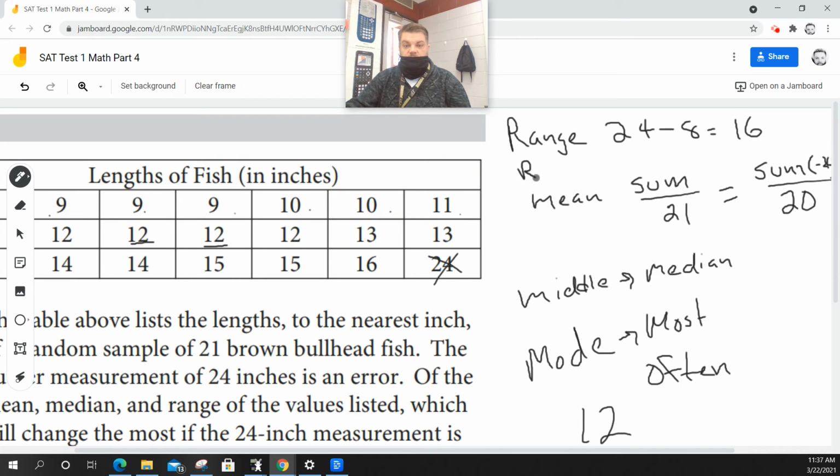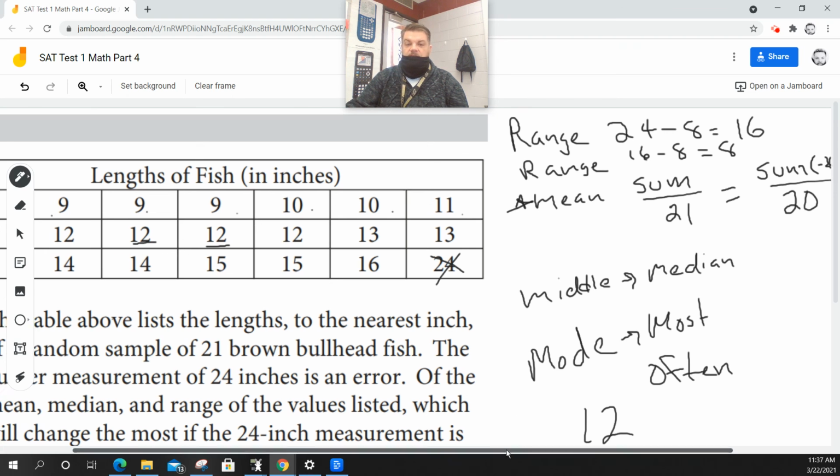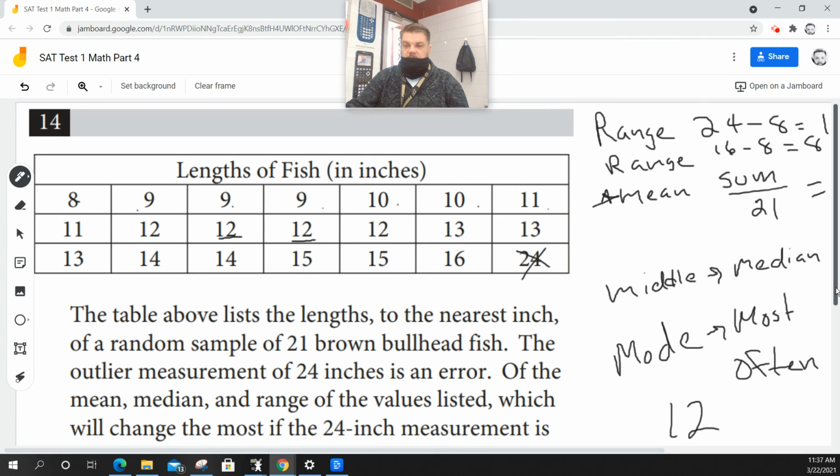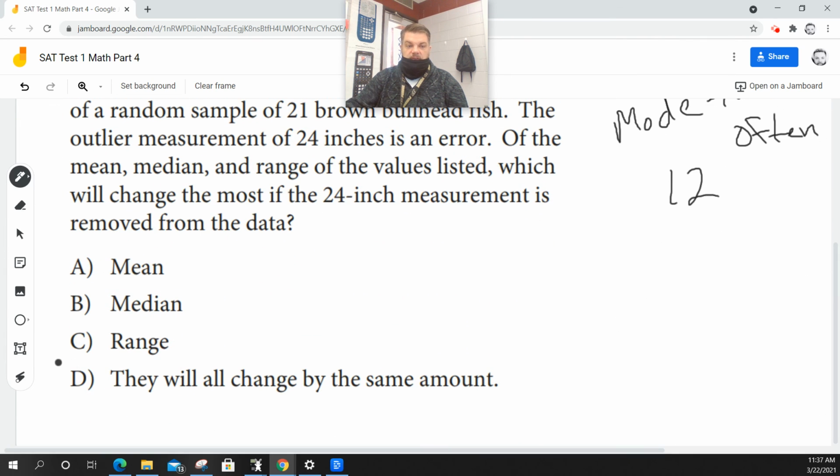If we do the range without the 24, the next highest number would be 16, minus 8, and that would be 8. While the mean does change some, the range would change the most. All these numbers would shift the mean closer to 12, but the range would change the most. It would change far more than the mean.